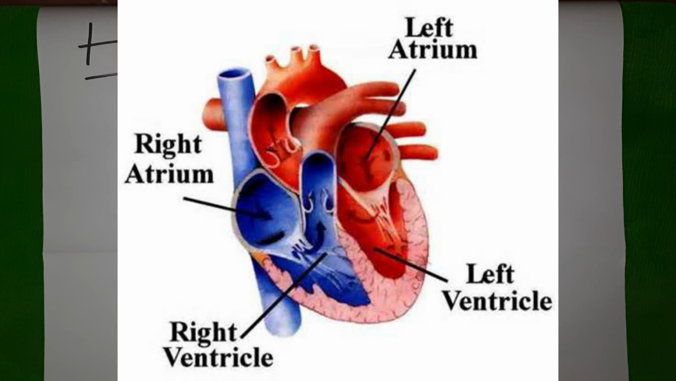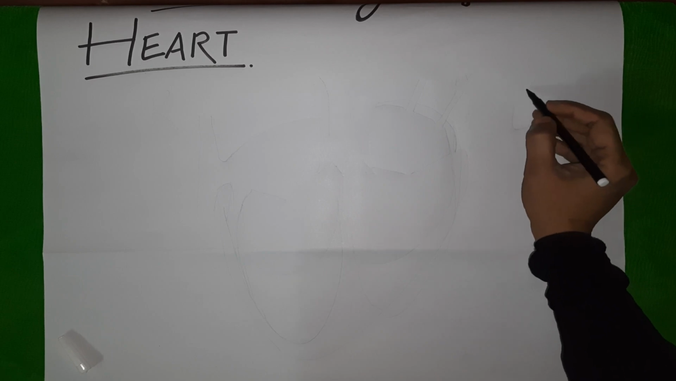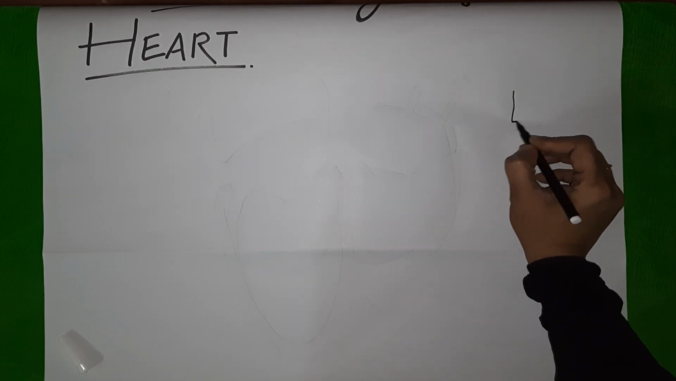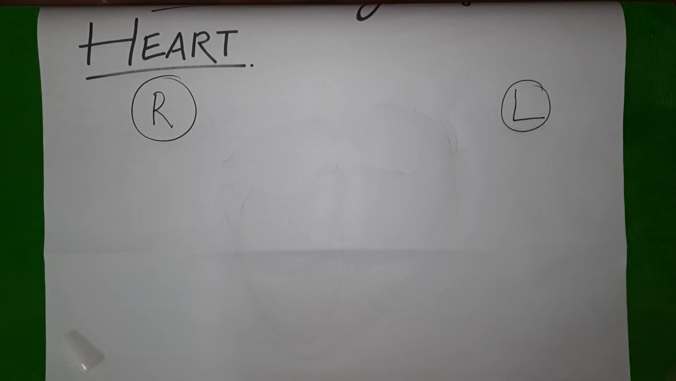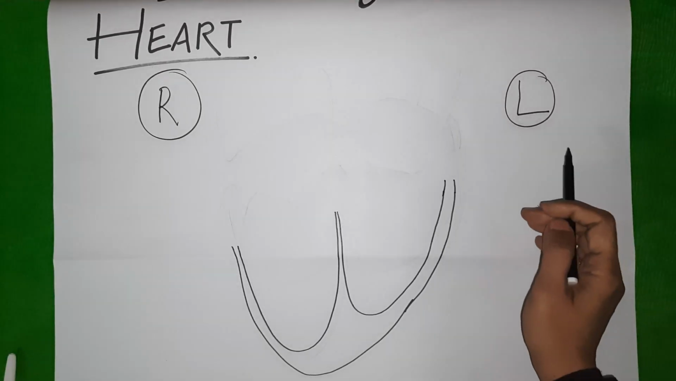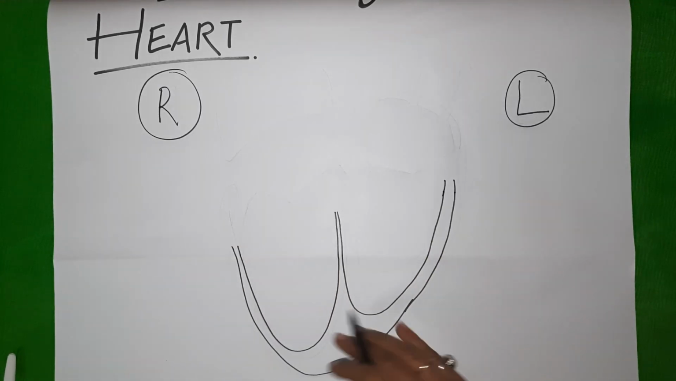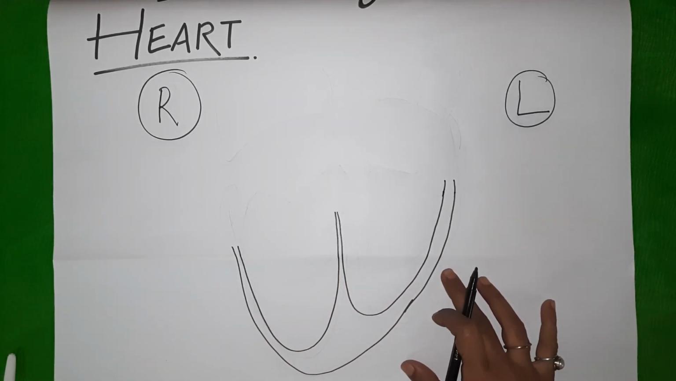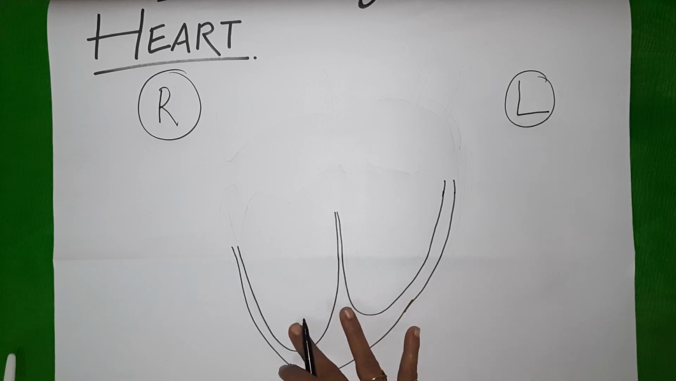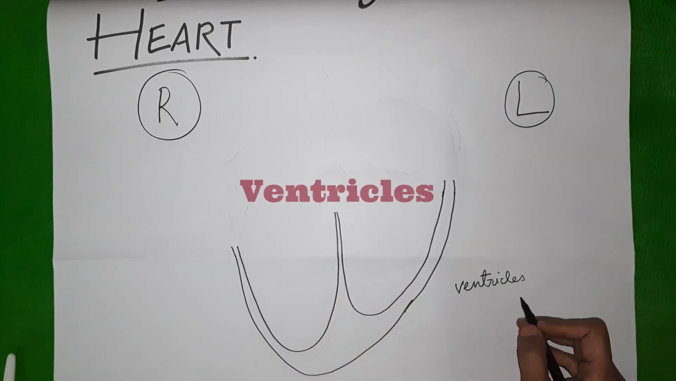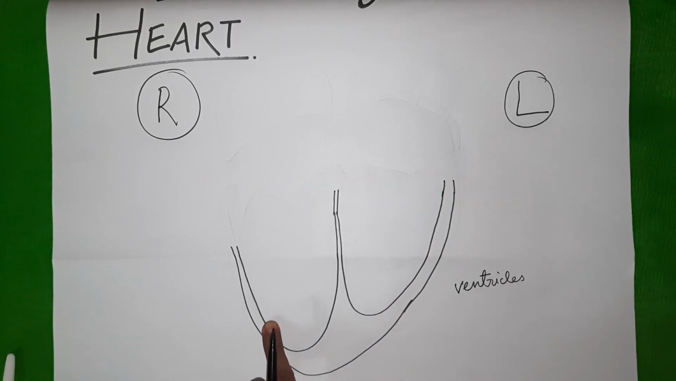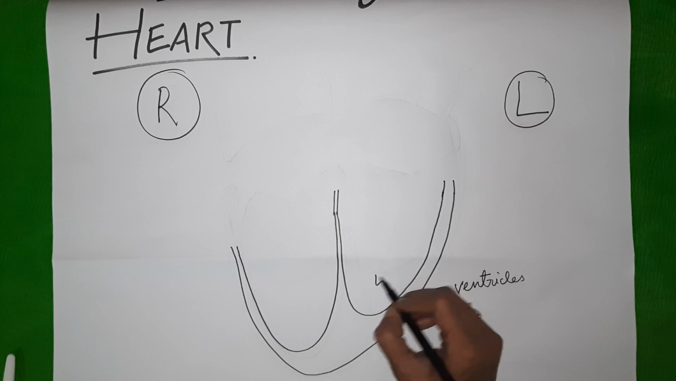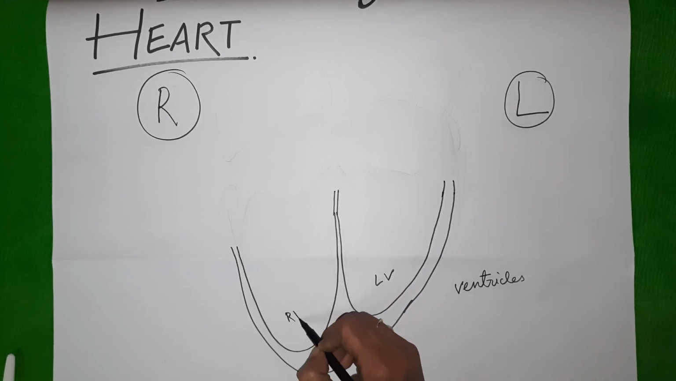Now we will discuss the structure of the heart. First we will mark the left and the right side of the heart. We will consider this as the left side and this as the right side. Starting from the lower bottom of the heart, there are 2 chambers known as the ventricles. This is the left ventricle and this one is the right ventricle. You can write them as LV and RV.